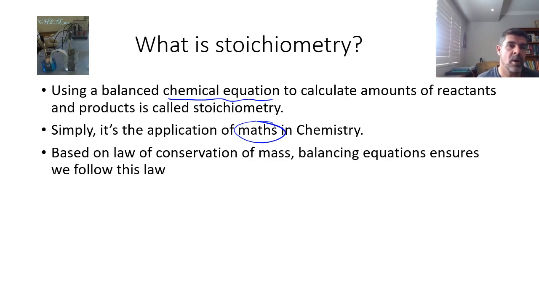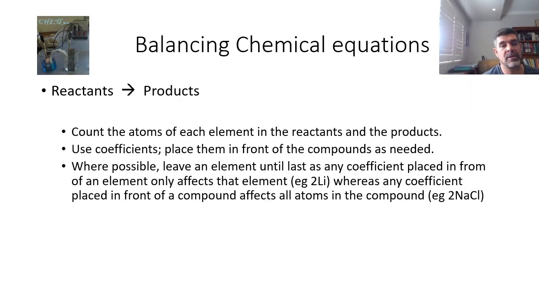And so therefore, what we need to do is to blend our understanding of the law of conservation of mass, which is something that we previously talked about, and our understanding of how to balance equations to ensure that we are always following this particular law. In any chemical equation, we have reactants and products. So one of the chemical reactions, for example, that we may want to look at is magnesium burning in the presence of oxygen gas to form magnesium oxide.